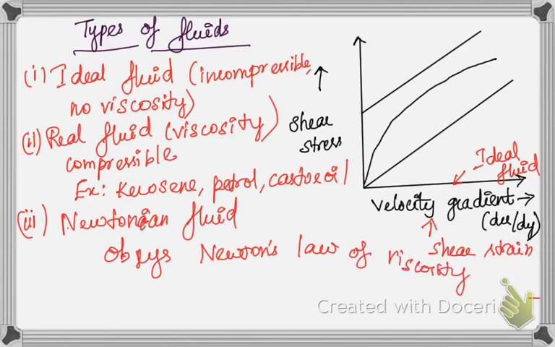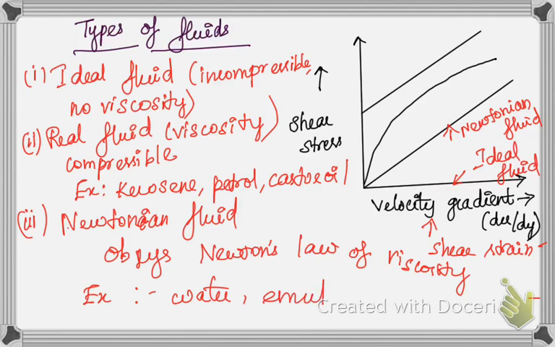So here this will be my Newtonian fluid, which is directly proportional, right? Because it is directly proportional, this will be my Newtonian fluid, and the viscosity will depend upon the temperature and pressure of the fluid. The best examples will be water and emulsion paints. So these are the examples of Newtonian fluid.